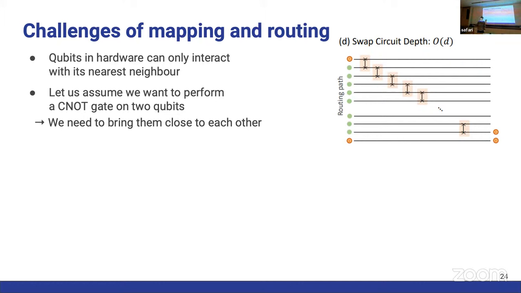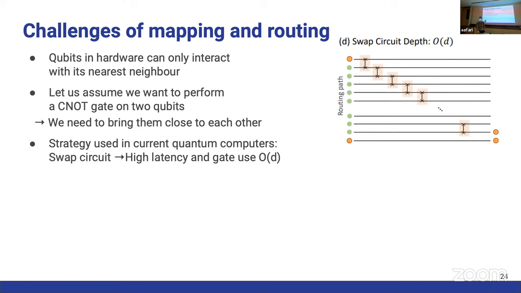After that, we can simply do the same procedure to route the data back to the qubit while keeping it in an entangled state. This strategy is what we are currently doing with quantum computers.